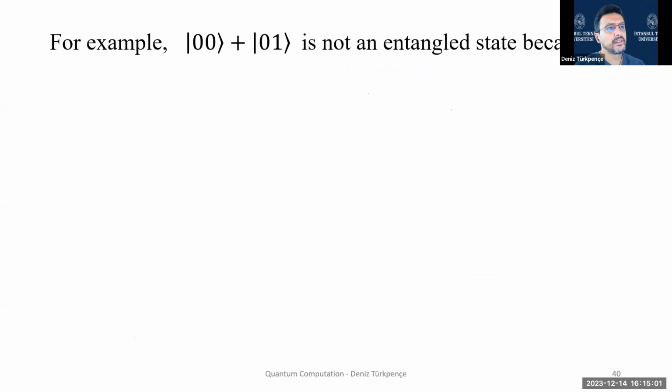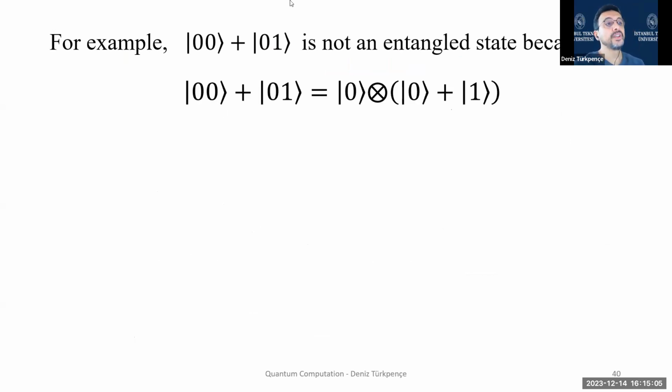0, 0 plus 0, 1 is not an entangled state because it can be written in this form. You can take this 0 into the global parenthesis here, which means that this is the first qubit and this is the second qubit, and these two qubit states can be written in a separable manner. Then this state is not an entangled state.